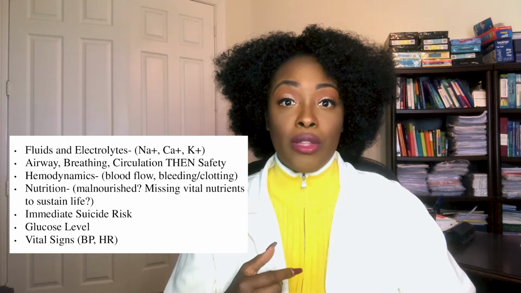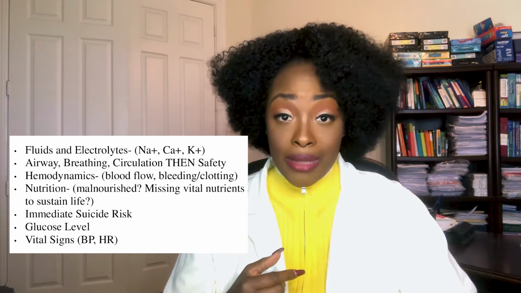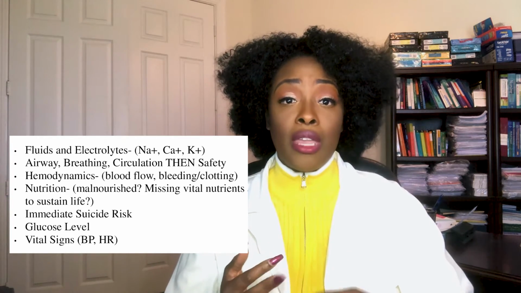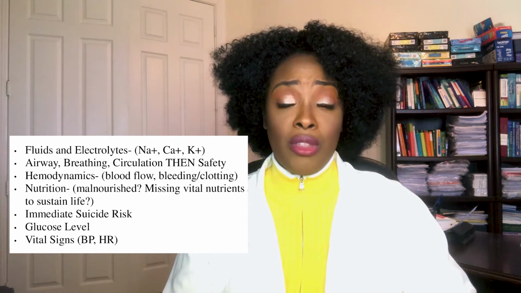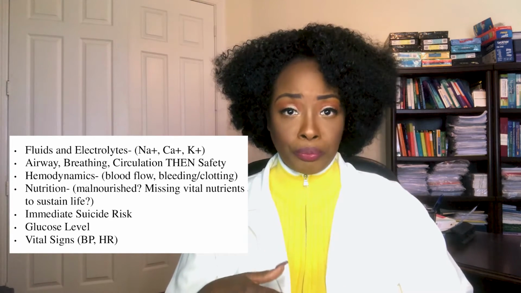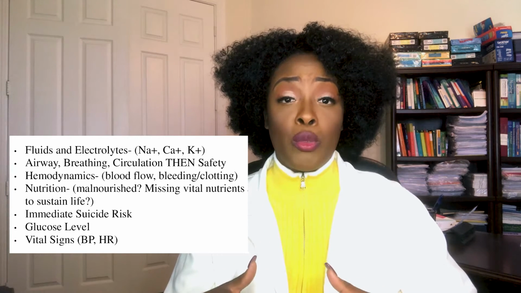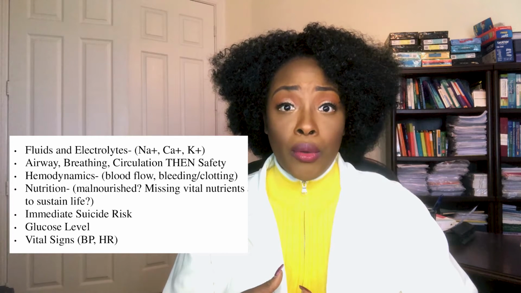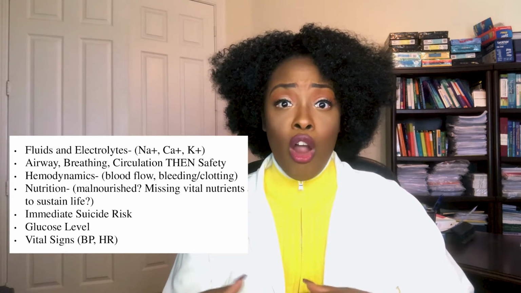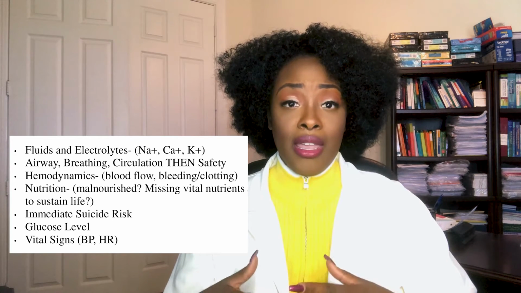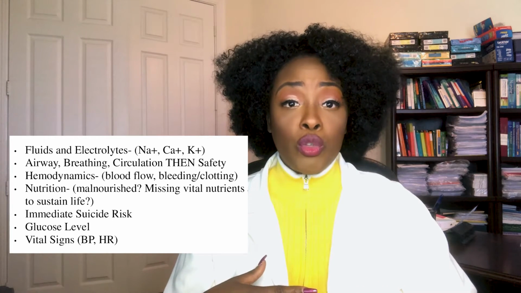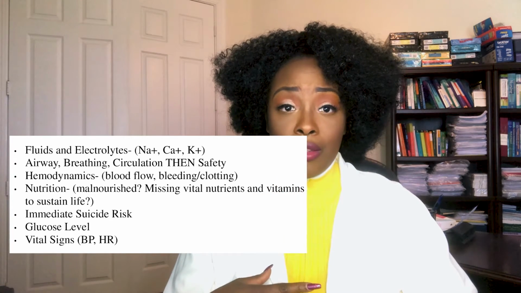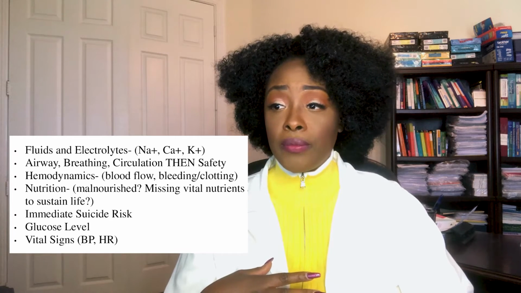ABCs: airway, breathing, circulation. If an airway has not been established, that patient's not going to be able to breathe, so airway comes first. You have to make sure a patient's breathing. We don't care about anything else if a patient's not breathing. Airway, breathing, circulation. Is that heart pumping? Is blood flowing through the body? Hemodynamics, blood flow. Is the patient clotting too much? Are they bleeding out? That can kill a patient. What else do we have? Nutrition. Is a patient malnourished? Are they missing vital nutrients and vitamins that will keep them alive?